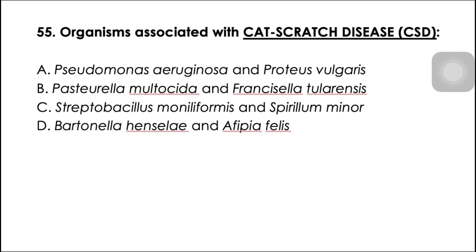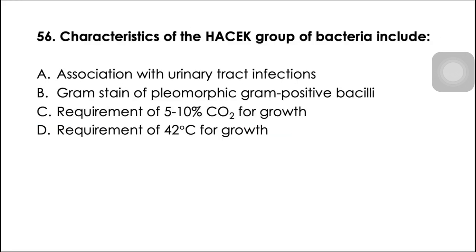Number 55, organisms associated with cat scratch disease. So cat scratch disease is associated with Bartonella henselae and Afipia felis. We have letter D, Bartonella henselae and Afipia felis for cat scratch disease. Kapag ang tanong po ay from a dog bite, no, or scratch, no, then the answer is Pasteurella multocida. Dog or cat scratch or bite. Pero if yung term po talaga is CSD or cat scratch disease, verbatim cat scratch disease yung sinabi, then that is true for Bartonella henselae and Afipia felis. Okay? So again, that's letter D.